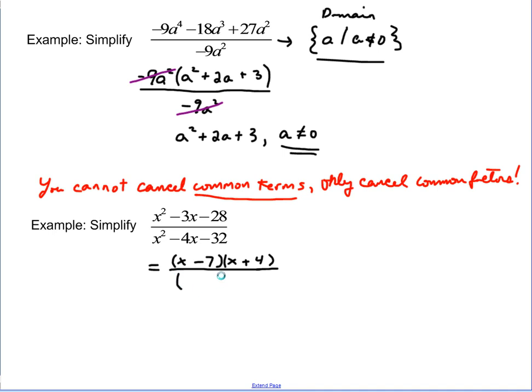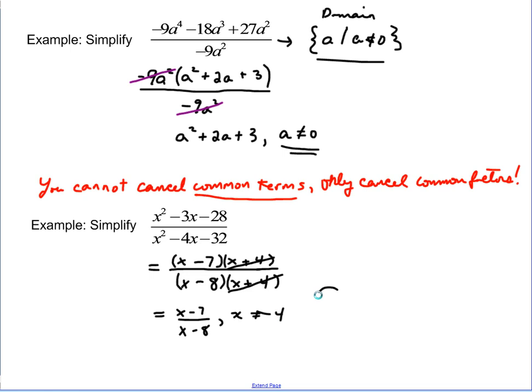And look at our denominator. Again, we want to find two binomial factors that are going to start with x in each case. And how about that 32? Well, we need two factors of negative 32 whose sum is negative 4. It happens to turn out that that is negative 8 and positive 4 this time. And so x plus 4 is a common factor. So we can cancel that, and we remember that our reduced expression, x minus 7 over x minus 8, will be equivalent as long as x does not equal negative 4.